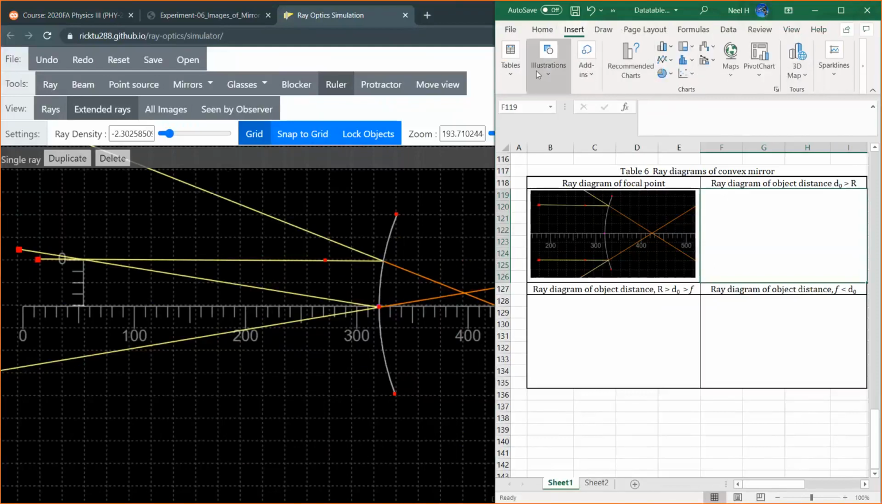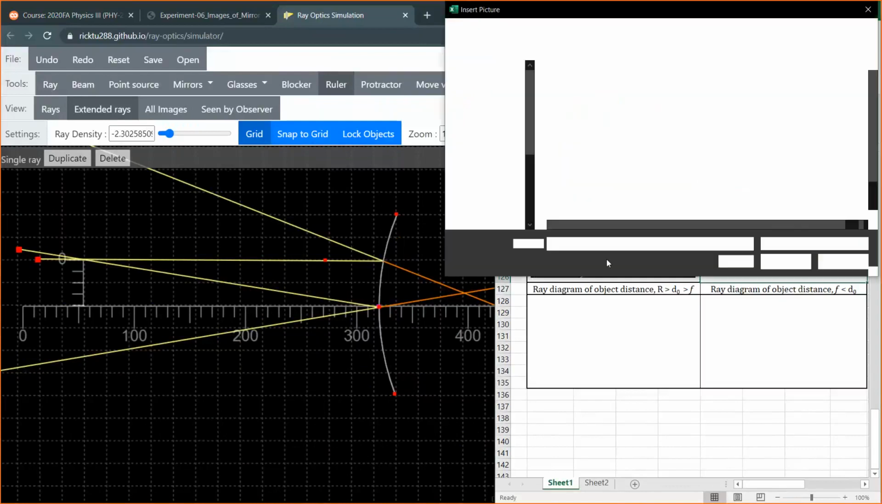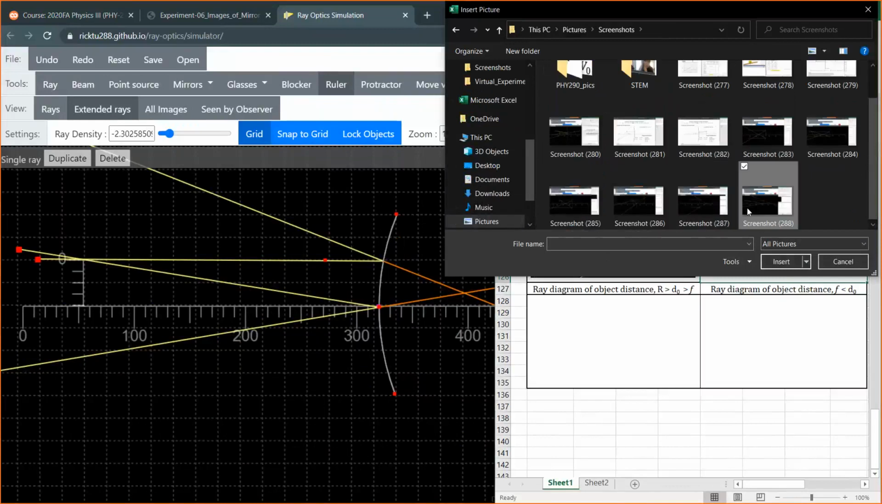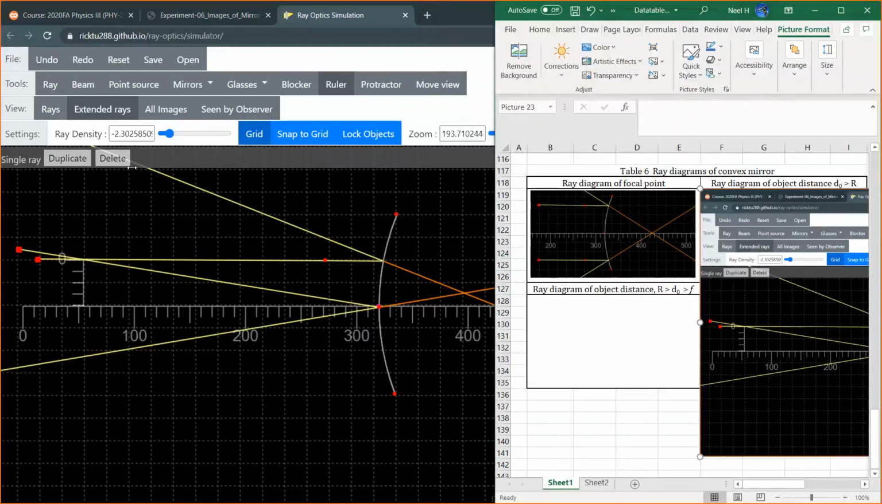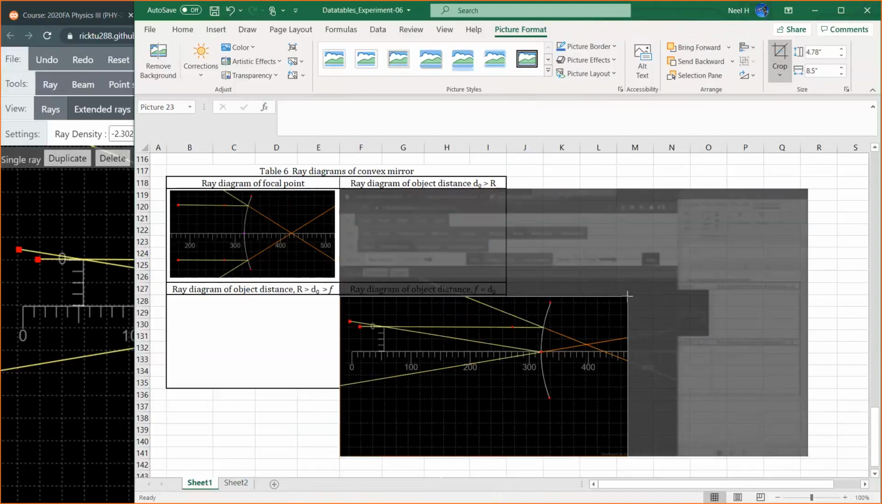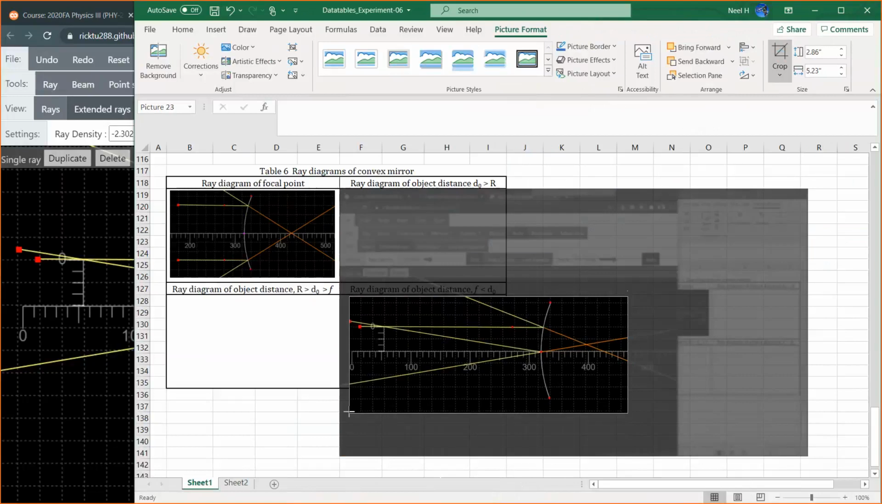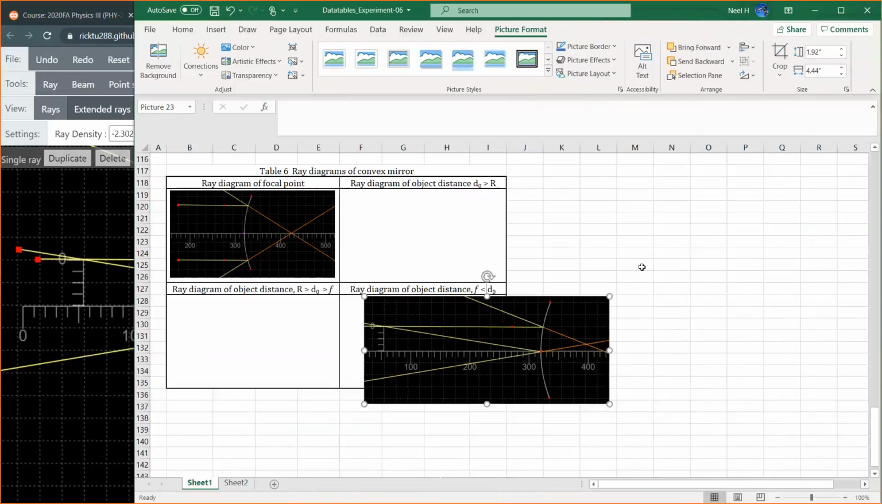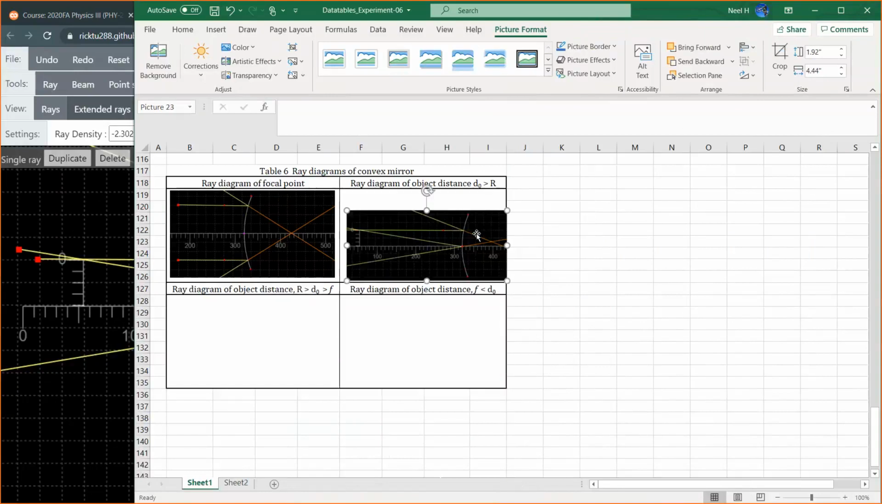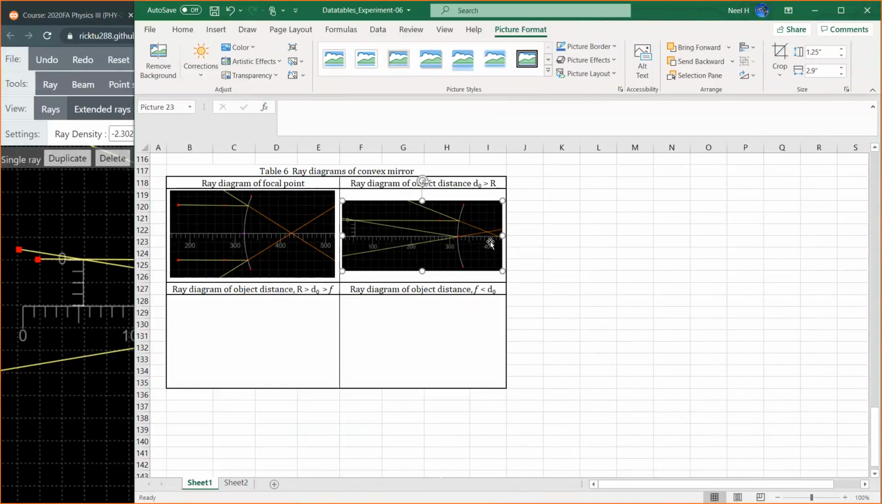All right. Now let's insert that. Crop out anything unnecessary, and then make sure the object, the image location and everything are visible in your picture. And that's it. That goes to around here. You have to make it much smaller, otherwise it won't fit properly. Okay, two more ray diagrams.